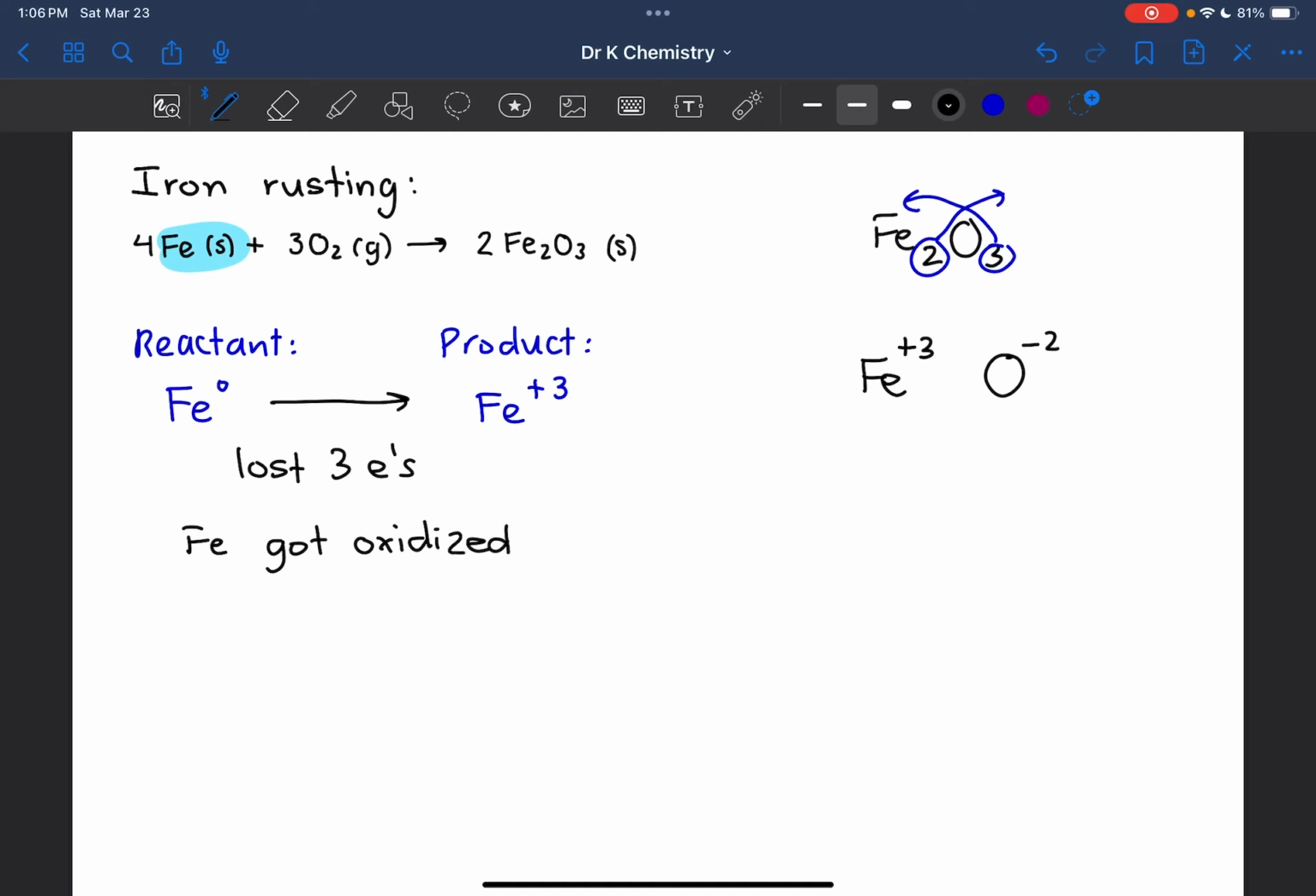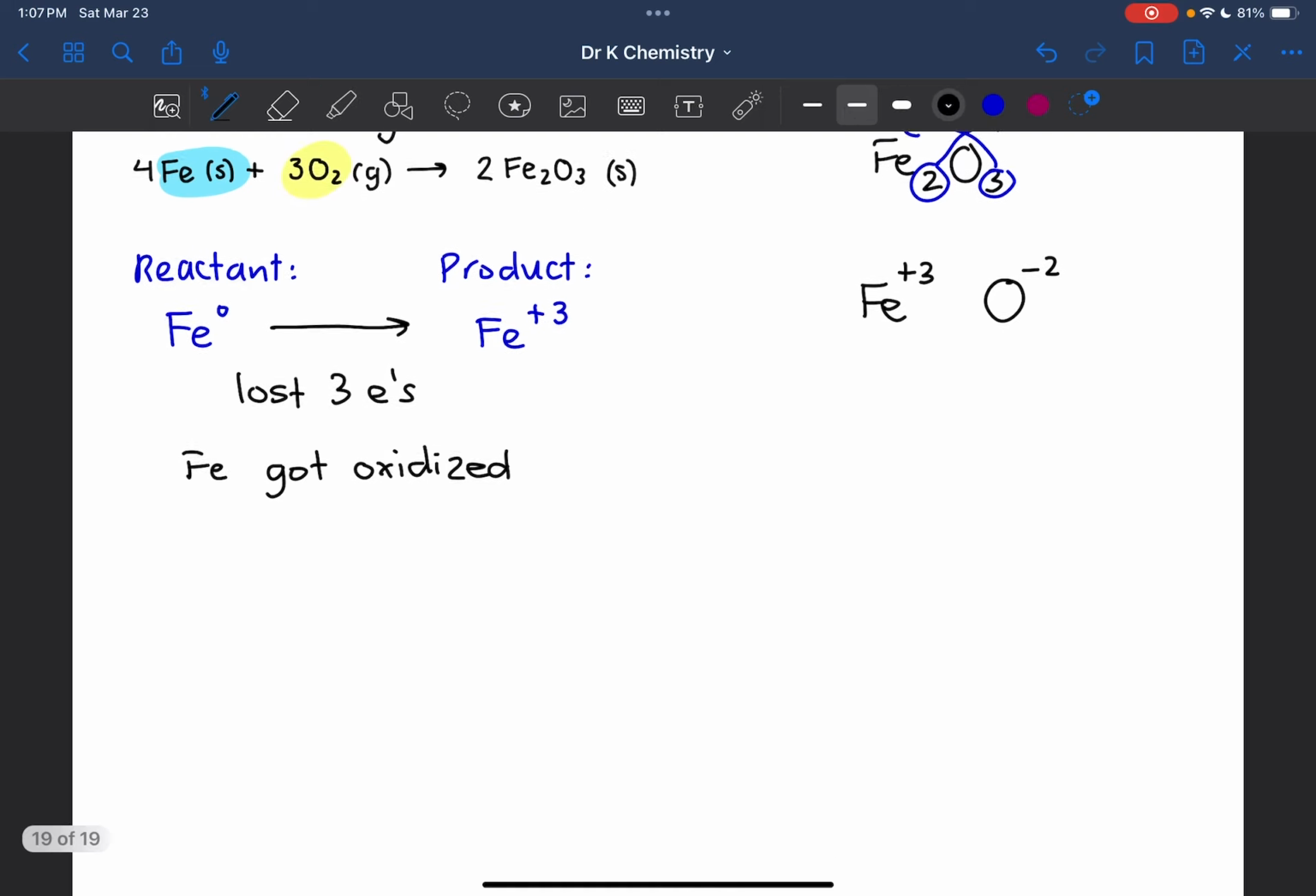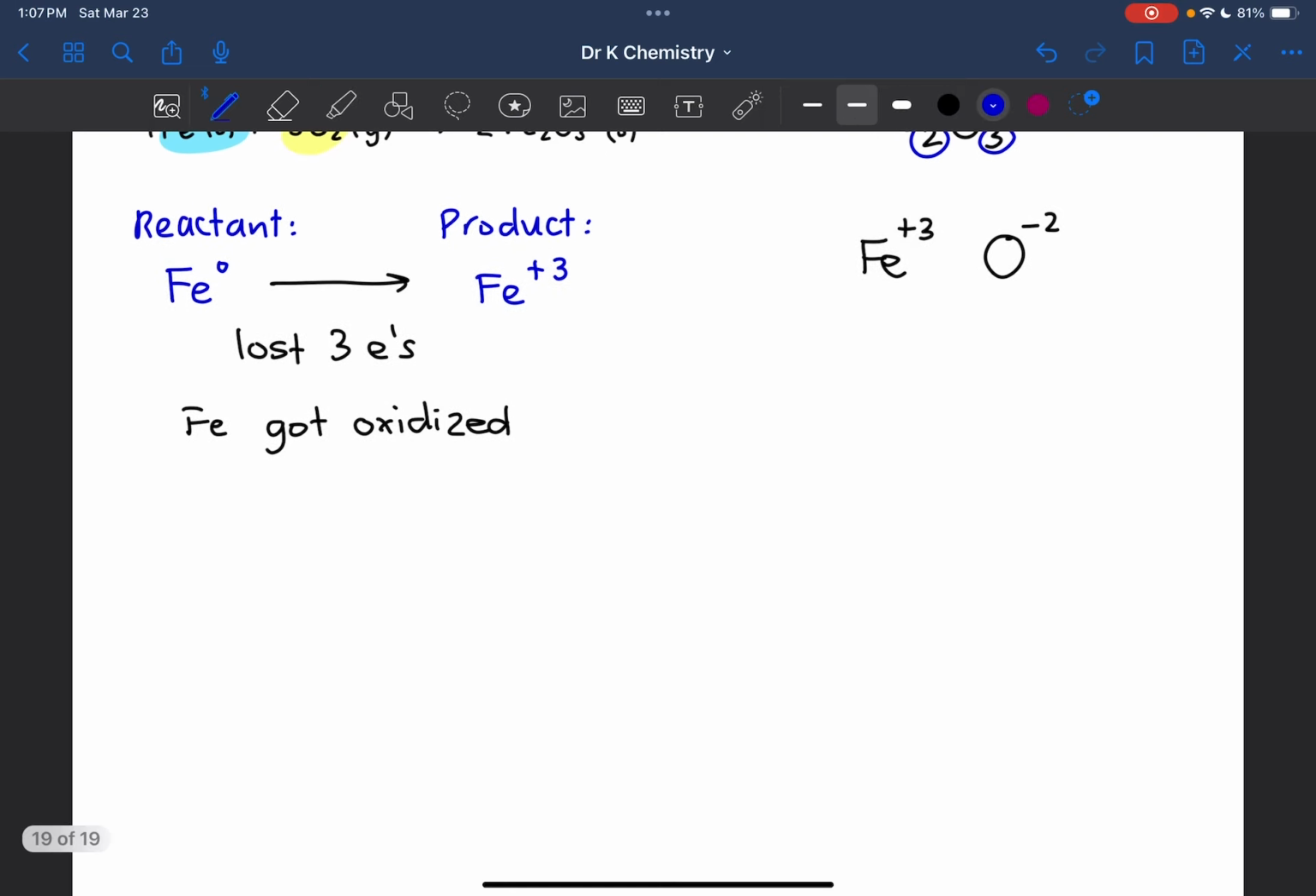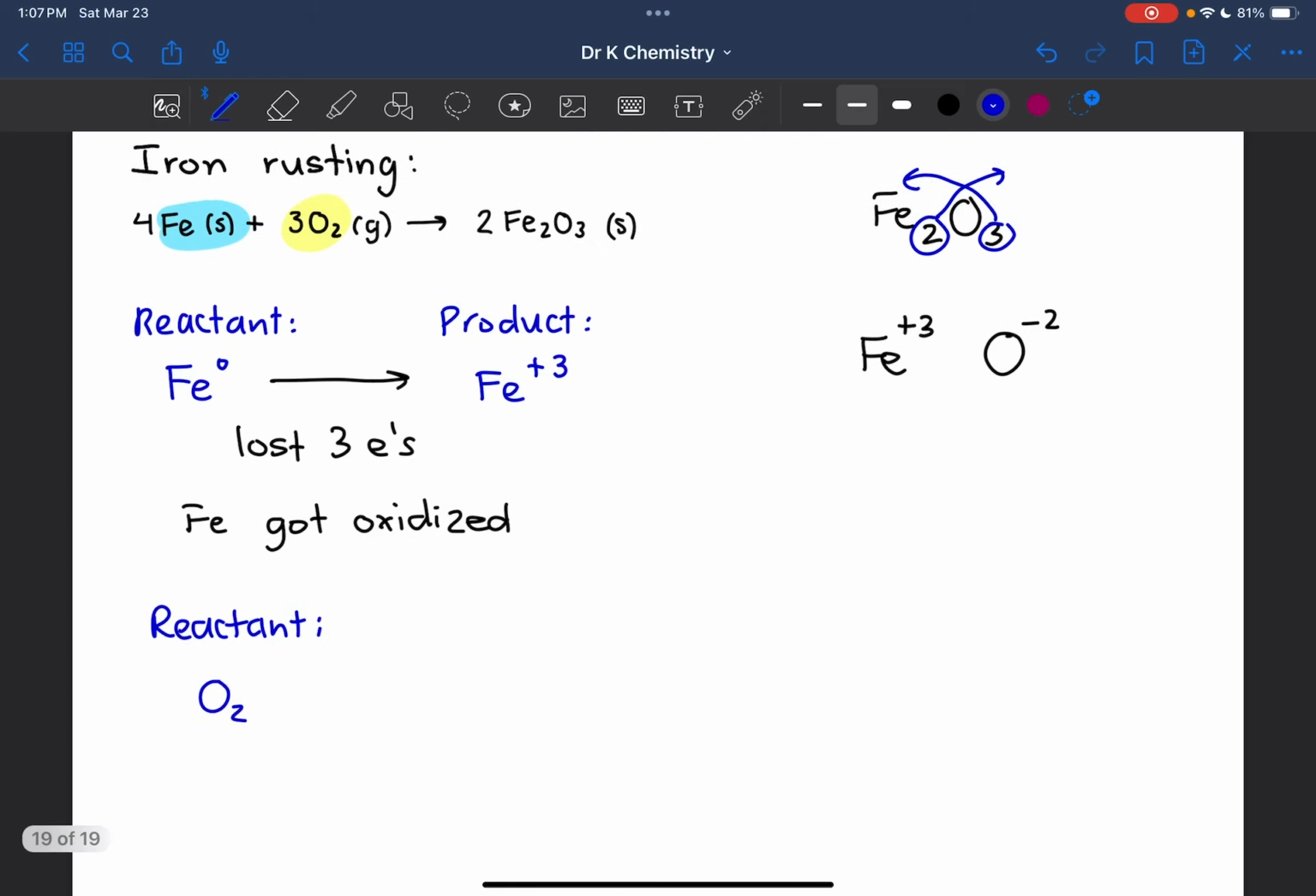We can do the exact same thing with oxygen. So on the left side of the equation, on the reactant side, we are starting with O2 in the gas form. Now we know that oxygen is one of the diatomic molecules. So in nature, oxygen appears as O2. That is telling us that this is currently in its elemental form, which means it does not have a charge. It is neutral.